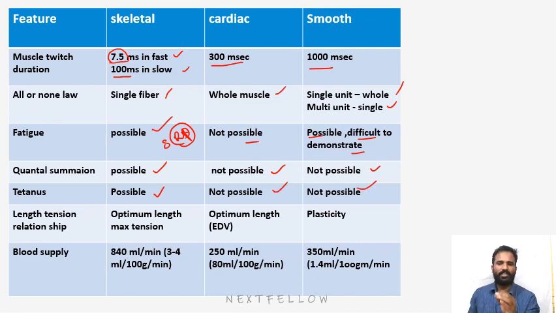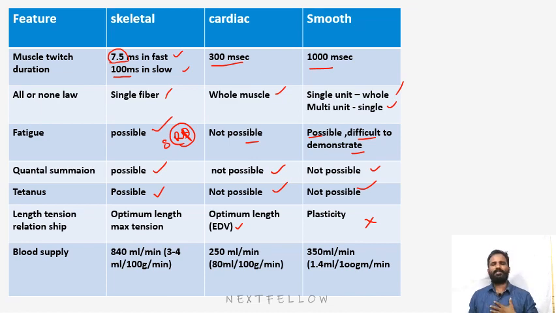Length tension relationship: optimum length gives maximum tension, and the optimum length in the cardiac muscle is the end-diastolic volume, and smooth muscle doesn't obey the length tension relationship because of the property of plasticity.